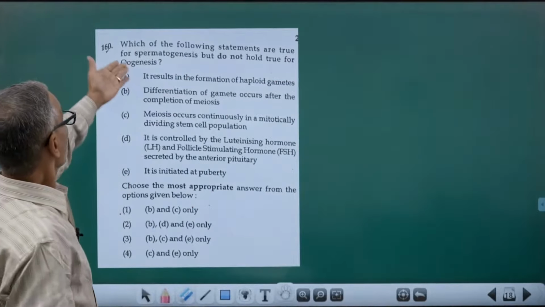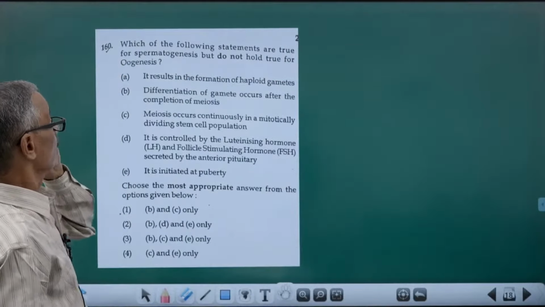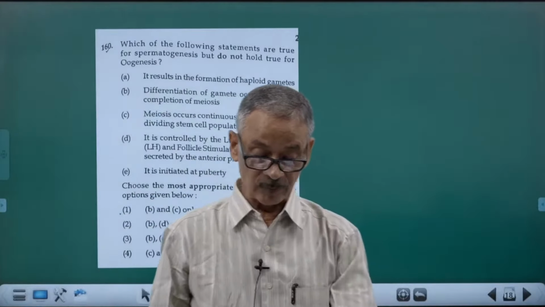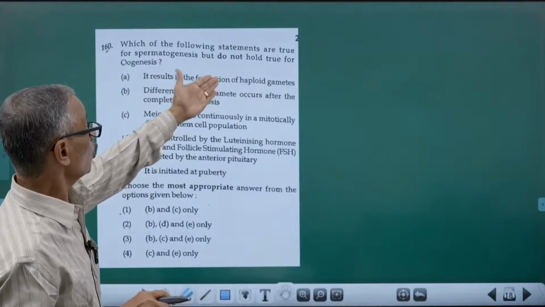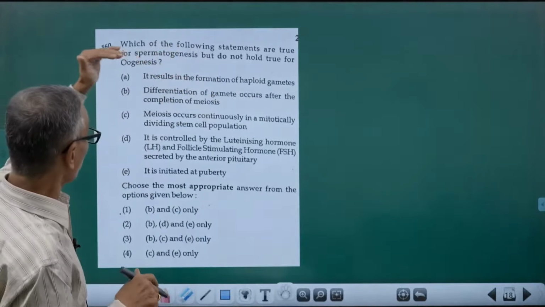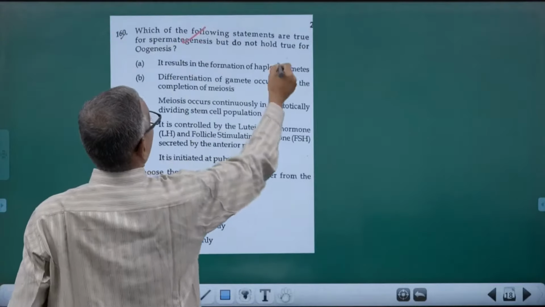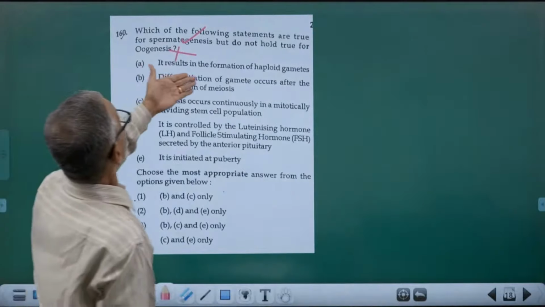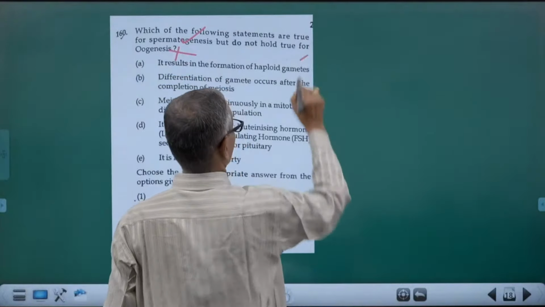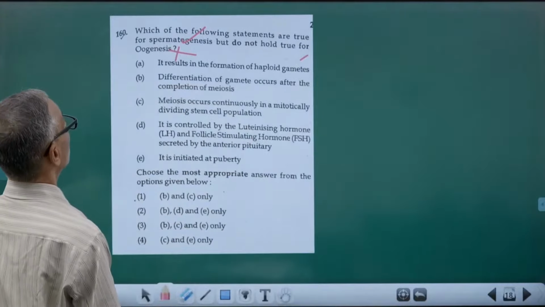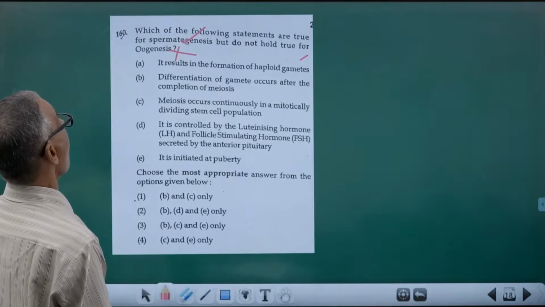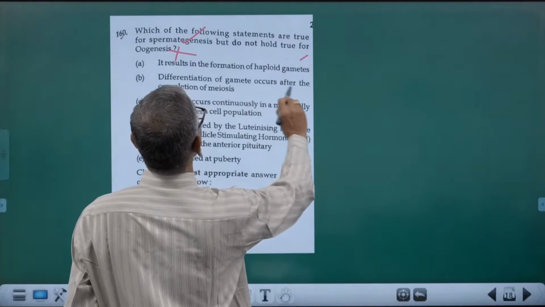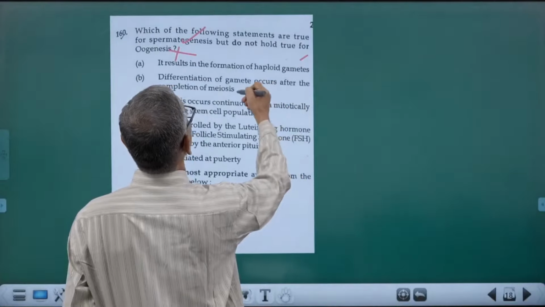Question number 160. Which of the following statements is applicable for spermatogenesis but not applicable to oogenesis? It results in the formation of haploid gametes. That's a correct statement. Differentiation of gametes occurs after the completion of meiosis. See, differentiation of gametes occurs after the completion of meiosis.